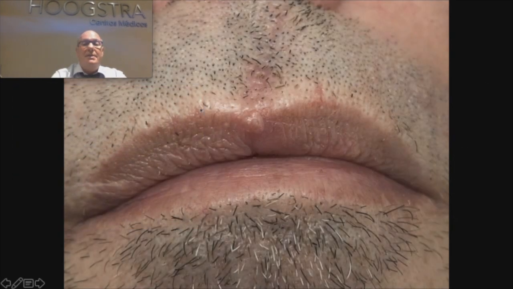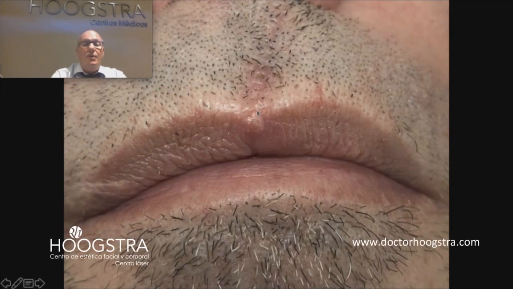Here is a patient that was bitten by a dog and has a long scar in the lip, and also a protrusion in the red of the lip. This is a medical doctor, and I proposed to him to perform a laser treatment and not a skin operation.